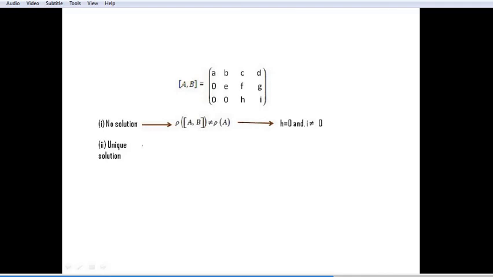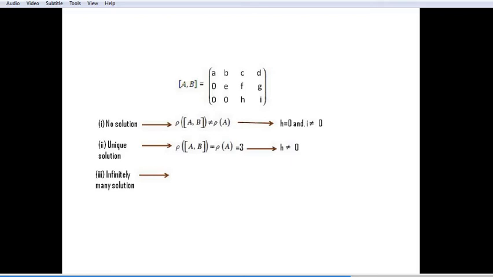So, unique solution, when do we have a unique solution? Rank AB and rank A equal to 3. That time only we have a unique solution. For that, H is not equal to 0. So here you see, if H is not equal to 0, rank AB is 3 and rank A is also 3. So we do not depend on the I.